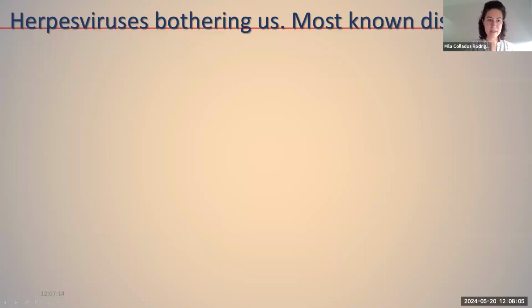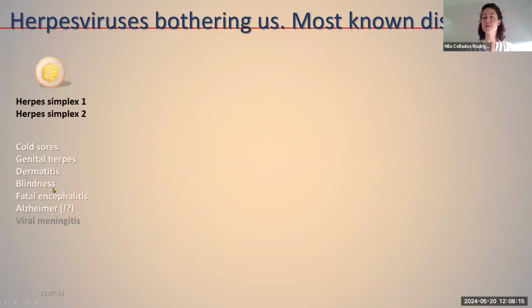But the thing is that, sorry, I can't see my other slide though. We got not only herpes simplex, which causes cold and genital sores, dermatitis, blindness, even fatal encephalitis of newborns, possibly Alzheimer. But we got other viruses.